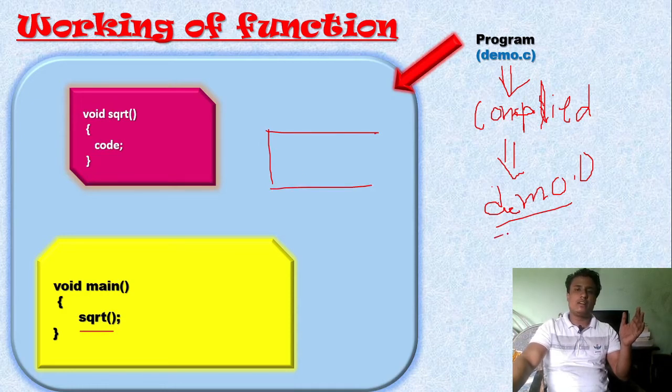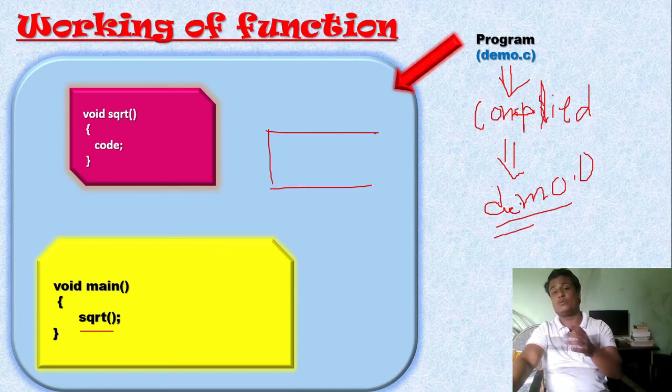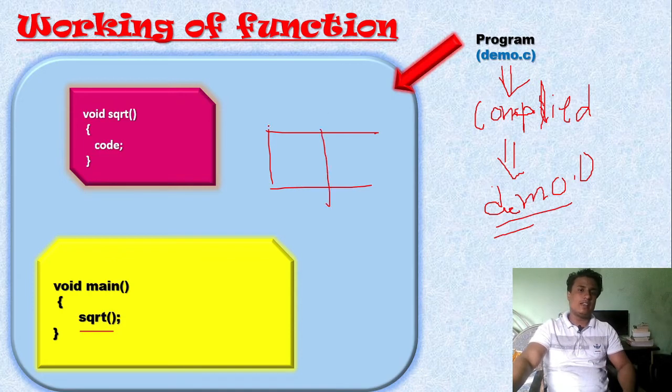Whenever this function is placed in our processor, what will it do? It will provide space for our main function here. Okay, so main function space is provided, and whenever there is a calling statement here, suppose like sqrt, it will again create a new space in the stack for sqrt.